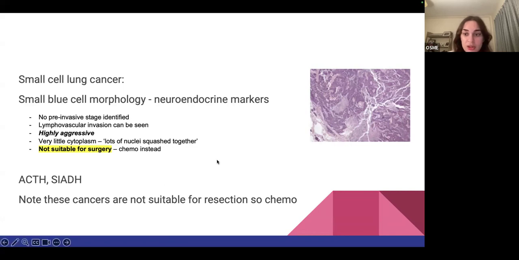If they provide a picture, it will look very densely nucleated, so it will be quite purple from the H&E stain, and it essentially looks like there's loads of nuclei squished together. The main thing that you'll see is that there's lymphovascular invasion that will be mentioned in the question. They will often secrete things like ACTH and cause SIADH as paraneoplastic syndromes, and they're just quite aggressive.